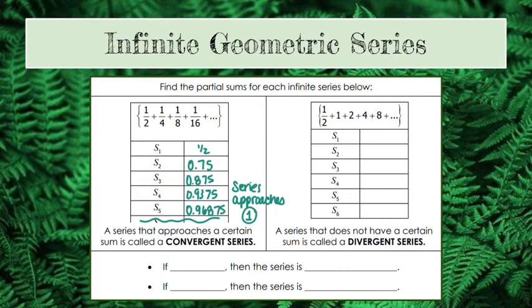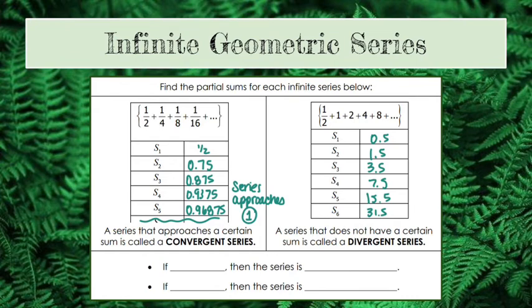Then in this other series on the right side, S1 is going to be 0.5. S2 is going to be 1.5. Then 3.5, 7.5, 15.5, and 31.5. Now this series does not have a certain sum and is called a divergent series.